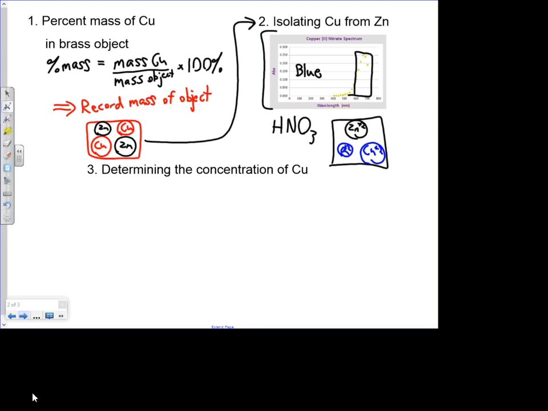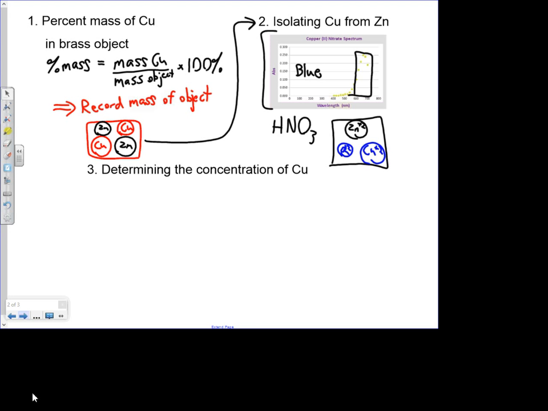Okay, so I need to find the percent mass of copper, which means I need to find the mass of copper, which means I need to find some way of isolating the copper from the zinc. I'm going to do that by dissolving both of them in nitric acid. The solution is going to turn blue, and I'm going to measure how much red light that blue solution absorbs, in order to relate that to the concentration.